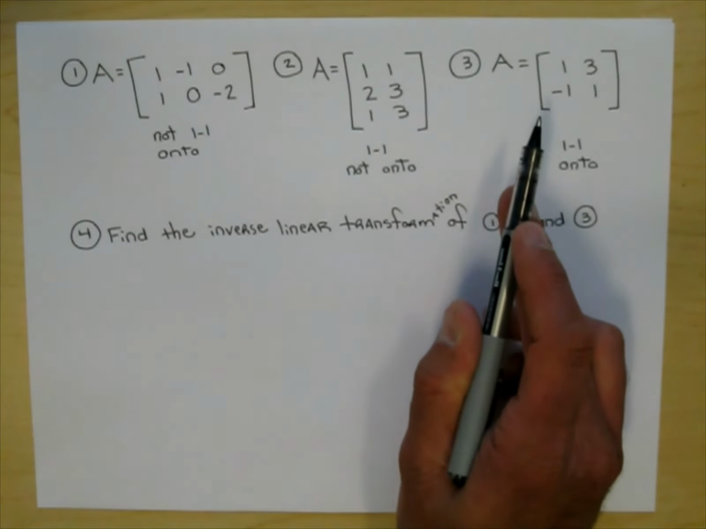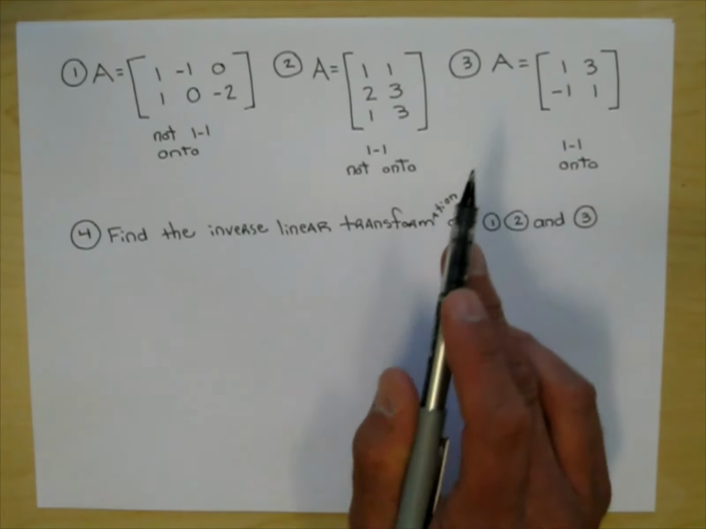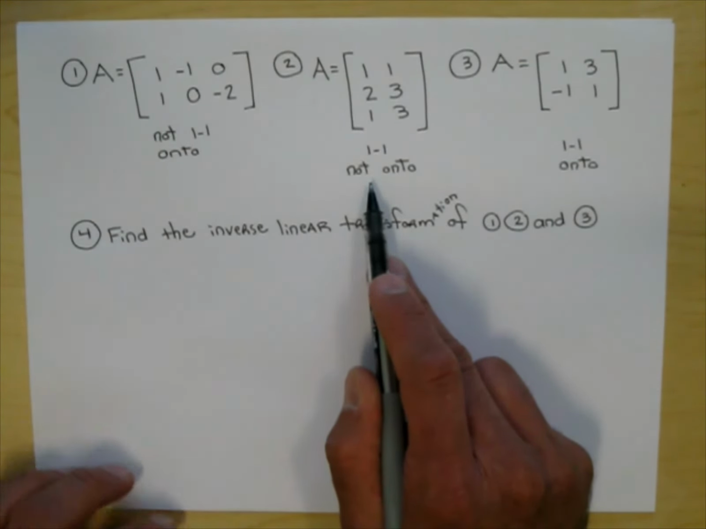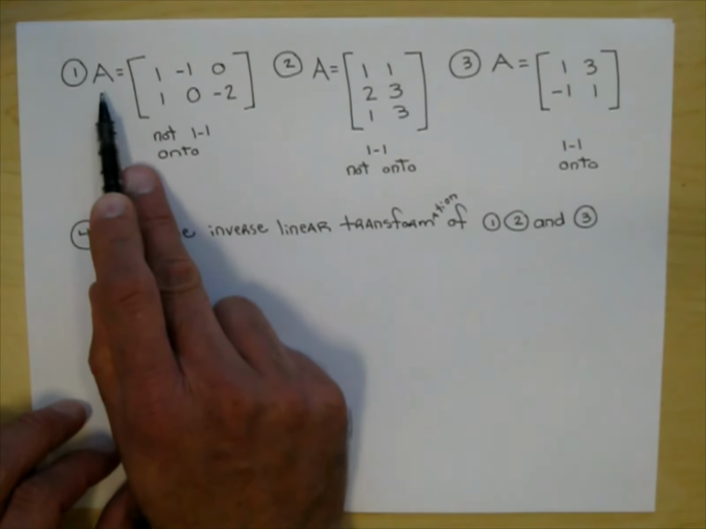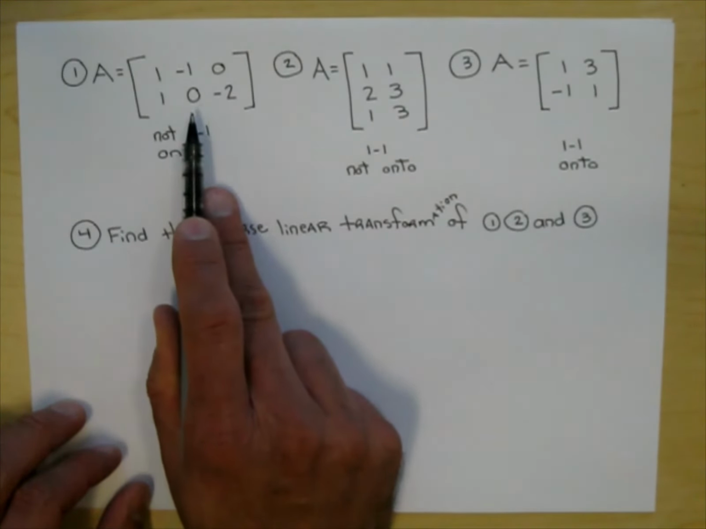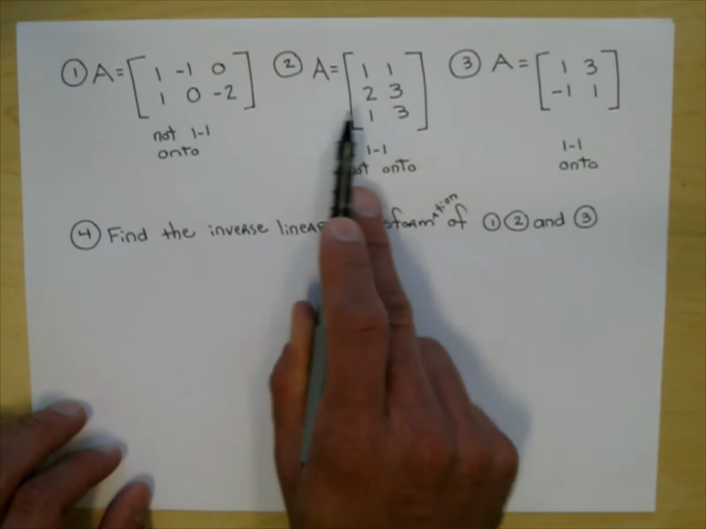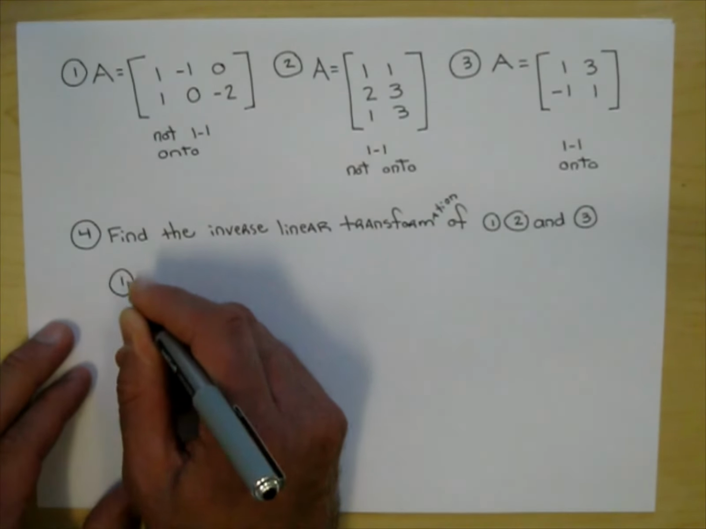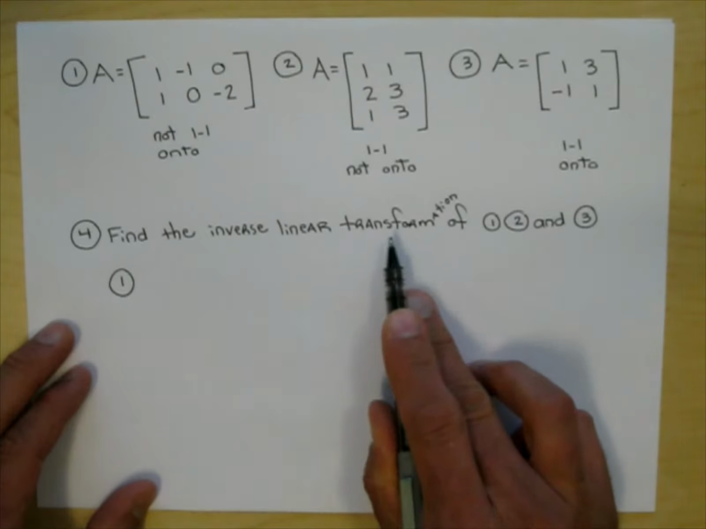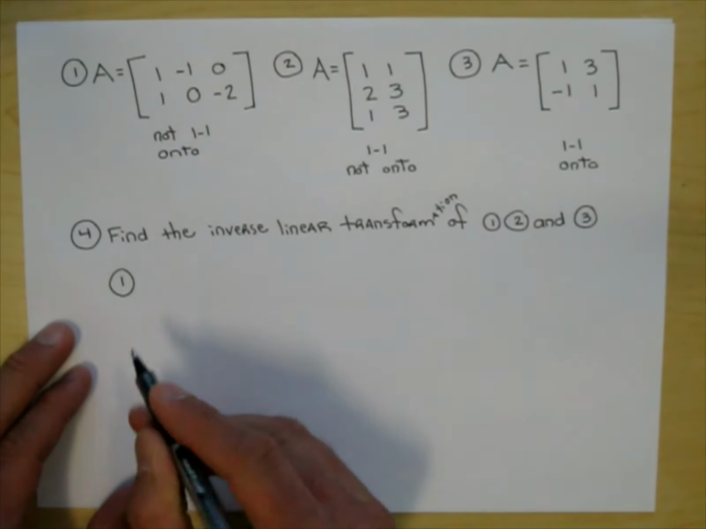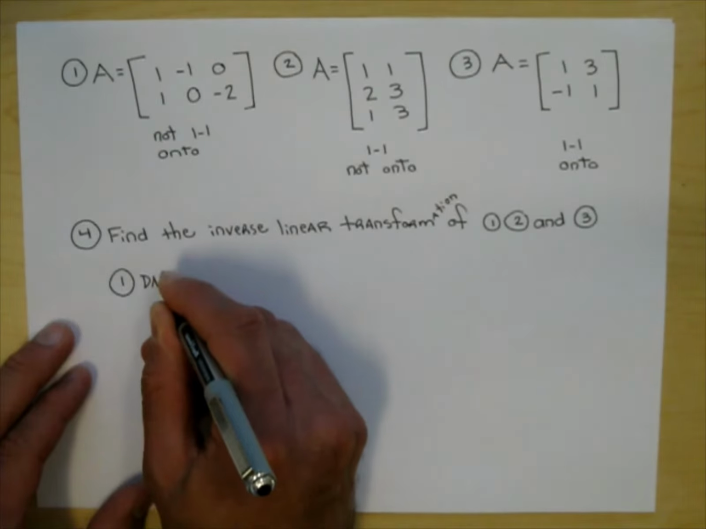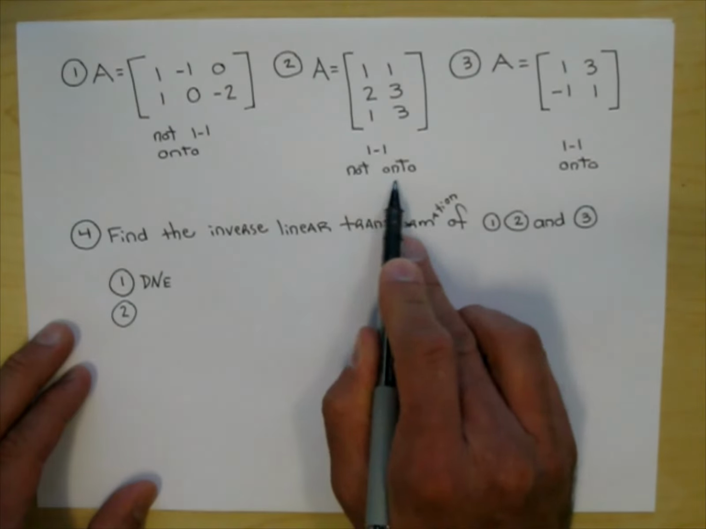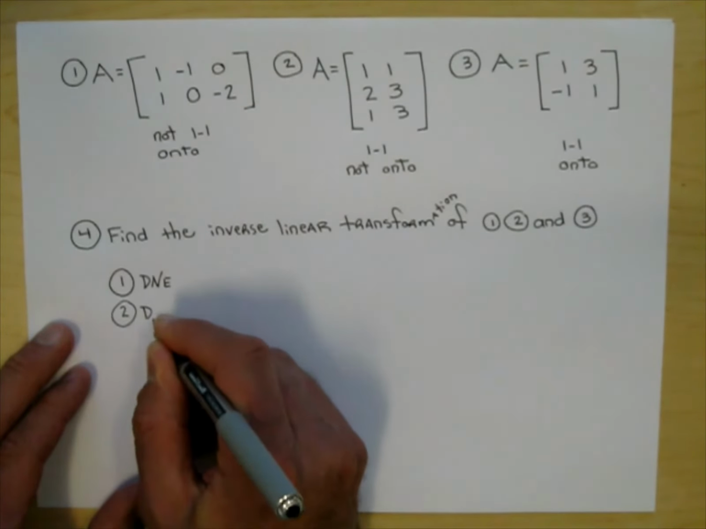Now, we could look at that theorem and say, oh, well, T has to be both 1 to 1 and onto, so we could already say, no, 1 doesn't have it and 2 doesn't have it. But suppose we forgot that and we're like, okay, let's go find the inverse matrix here. Well, you can't find the inverse matrix of a non-square matrix. So those, we're just going to throw in the trash, kind of. So for number 1, the inverse linear transformation does not exist, DNE. Problem 2, it wasn't onto, so this one is also DNE.